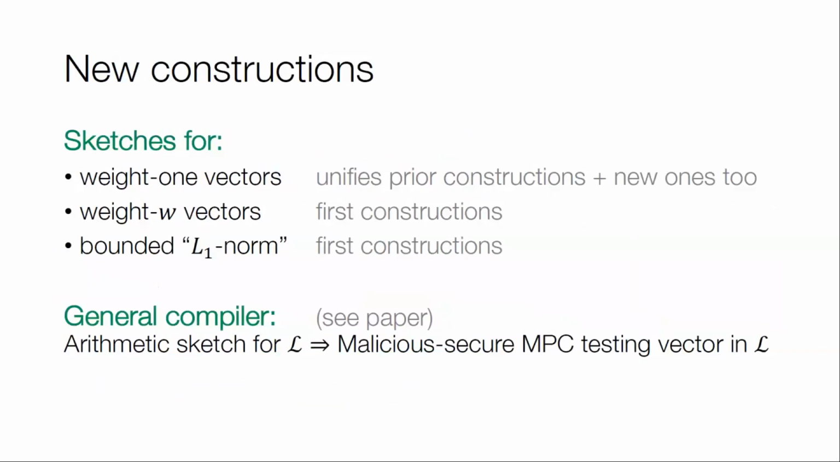First, we give a new way to construct sketching schemes for vectors of Hamming weight 1. We also give schemes for bounded weight vectors, like weight 5 or weight 10, and also this bounded L1 norm. Essentially, the sum of the elements is bounded by something, and each element individually is bounded as well. For these second two languages, we give the first constructions, actually. And for the first, the weight 1 vectors, we unify some existing ones and also give some constructions there as well.